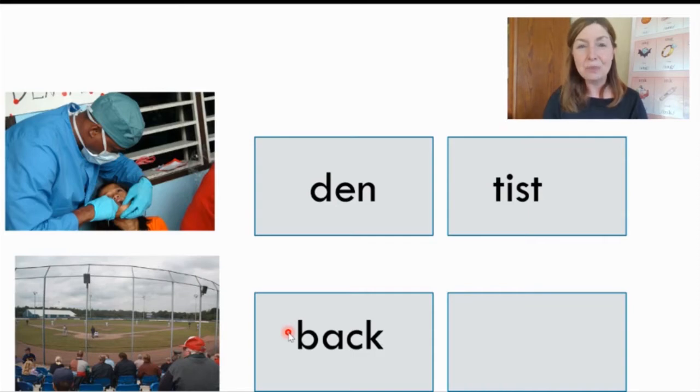B-A-C-K. You might remember that we have to use the CK spelling when we hear the k sound at the end of a short vowel word or syllable. Back. Now, stop is the second part. Stop. Go ahead and write the letters you hear in stop.